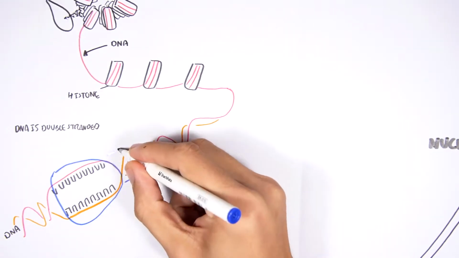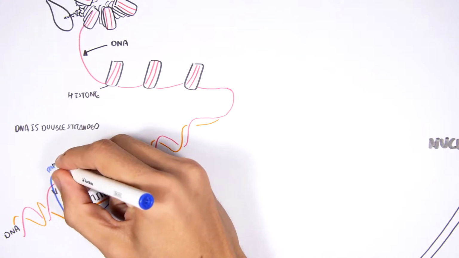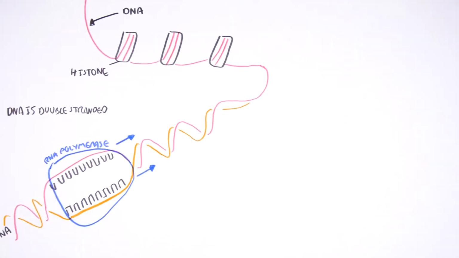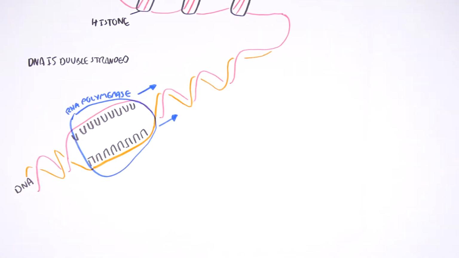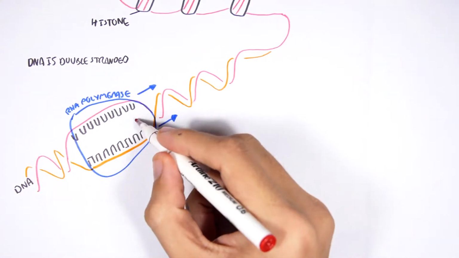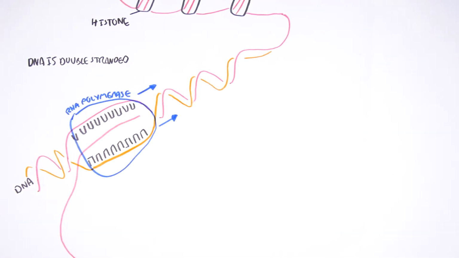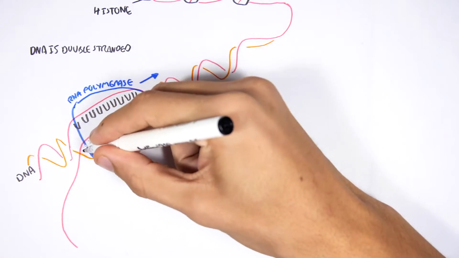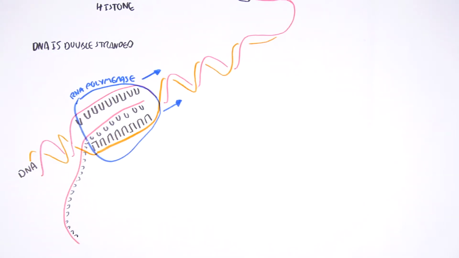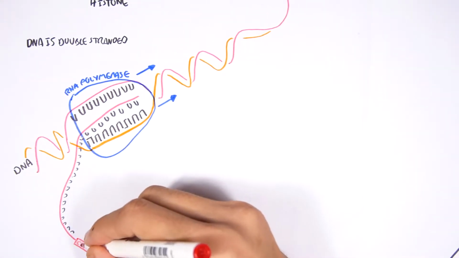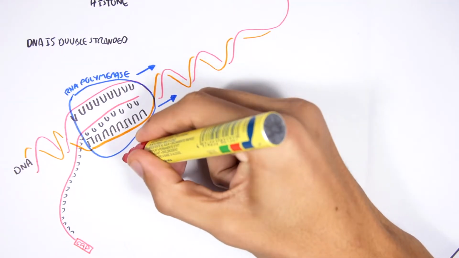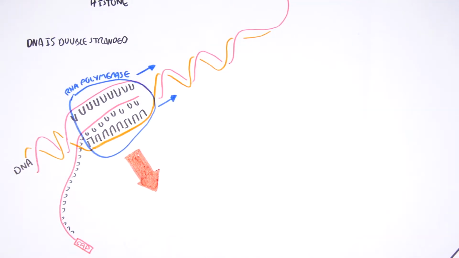Our body makes RNA through the help of an enzyme called RNA polymerase. Now, RNA polymerase synthesizes an RNA using one of the DNA strands as a template. This process of synthesizing RNA from DNA is called transcription, because we are transcribing.